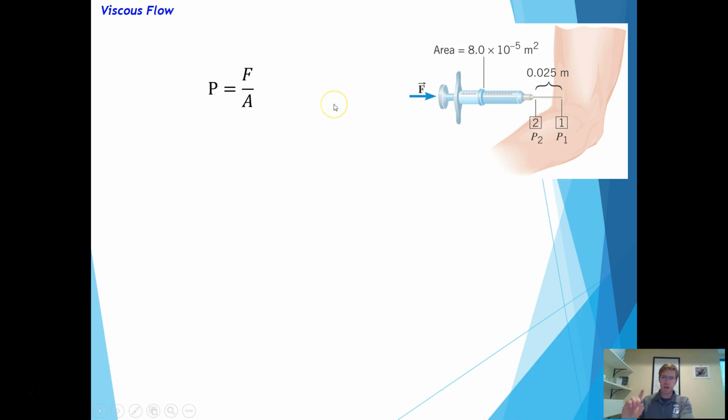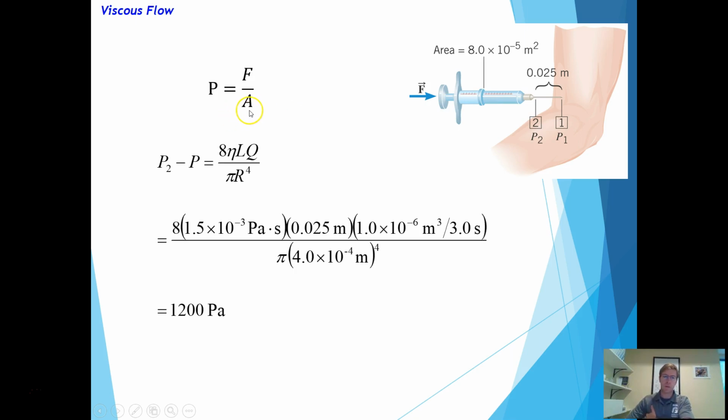So first of all, we want to find the force, right? Force is pressure times area, since pressure is force over area. So if we want to find the force, we need to know the pressure required at the end of the plunger. So we know the area, but we need the pressure. So Poiseuille's law will enable us to determine the pressure difference, right? So P2, the pressure at the front of the needle, minus P1, the pressure at the delivery side of the needle, that pressure difference is going to be equal to the rest of Poiseuille's equation.